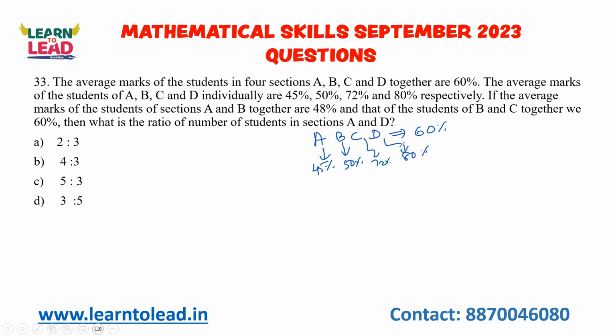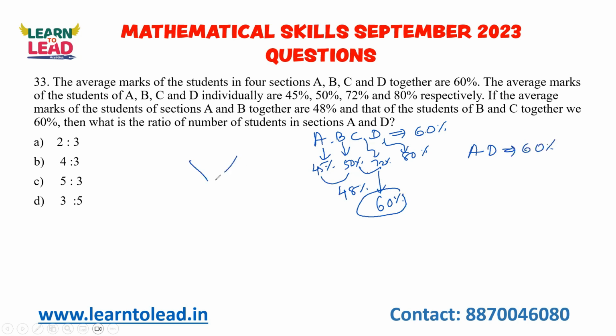Now they have given that the average marks of sections A and B together are 48%, and that of B and C together is 60%. Then what is the ratio of the number of students in section A and D? You should note the clue here: under B and C, the average is 60, and the total average is also 60. So if the total average should be 60, the average of A and B should be 60.